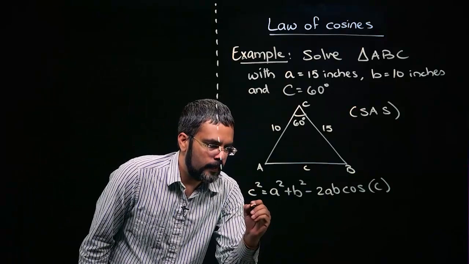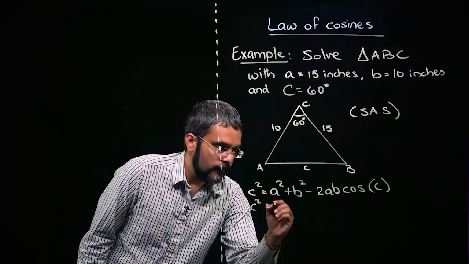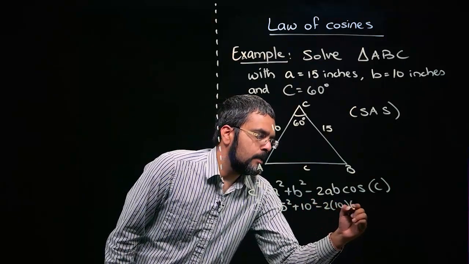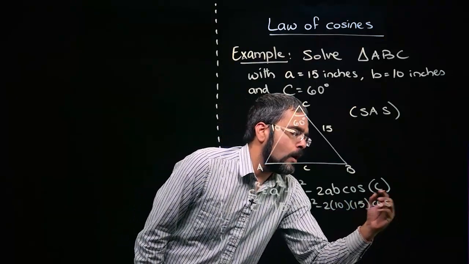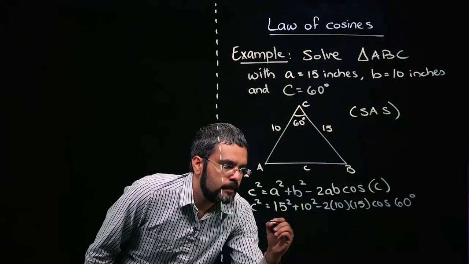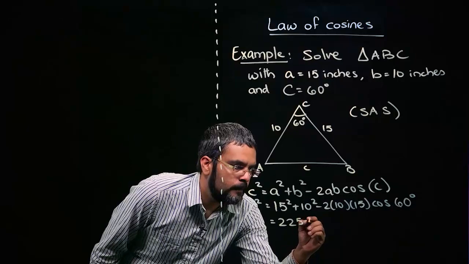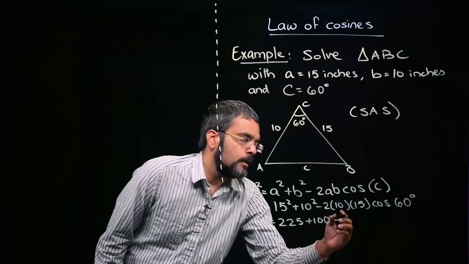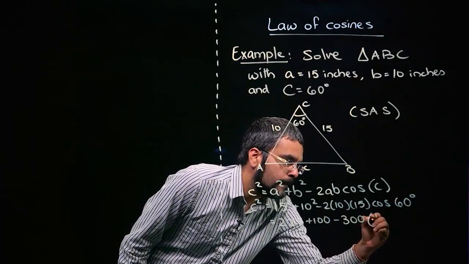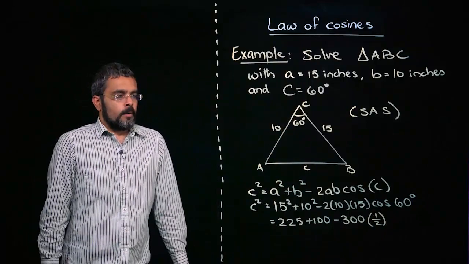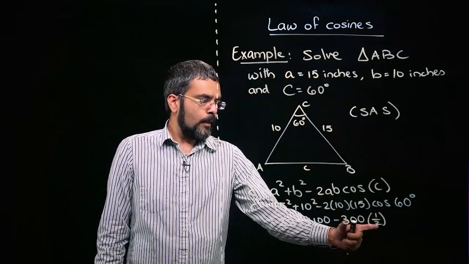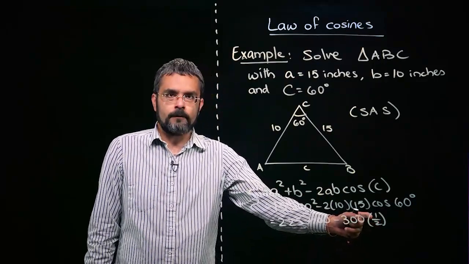That's going to be c squared equals 15 squared plus 10 squared minus 2 times 10 times 15 cosine of 60 degrees. That gives me 225 plus 100 minus 300 cosine of 60, which is a half. First thing we'll do is follow your order of operations. I'm going to multiply that first. So 300 times a half is 150, right?